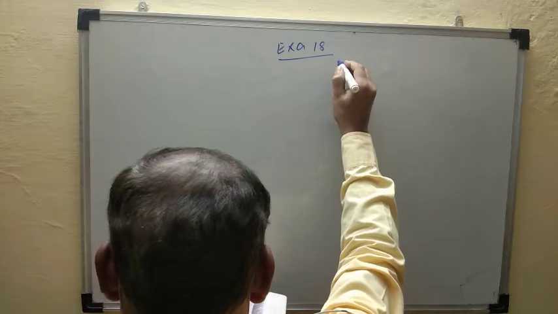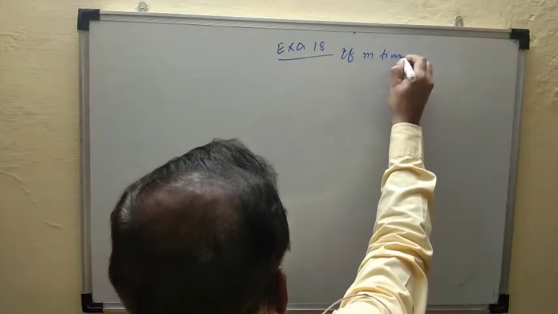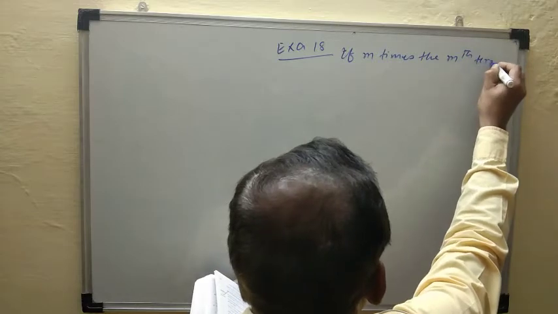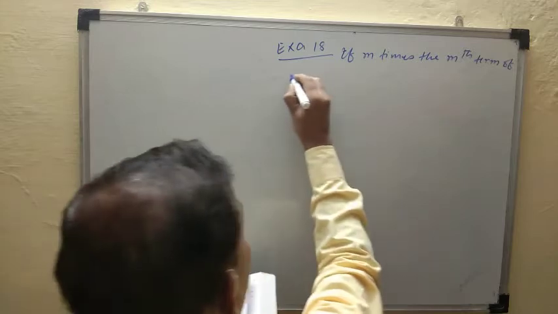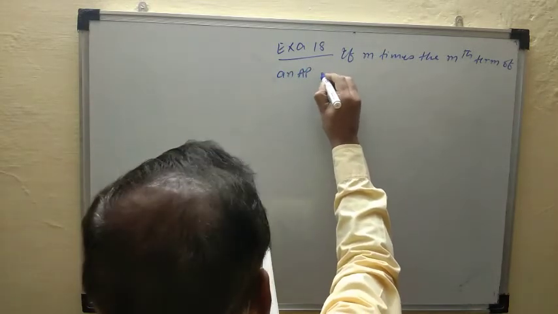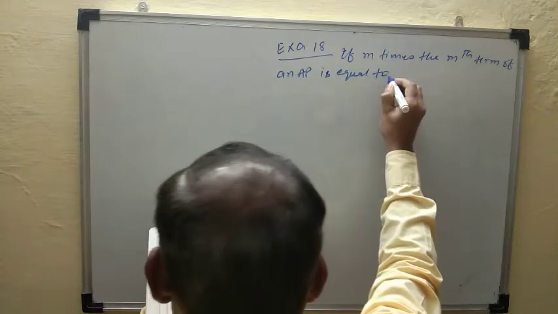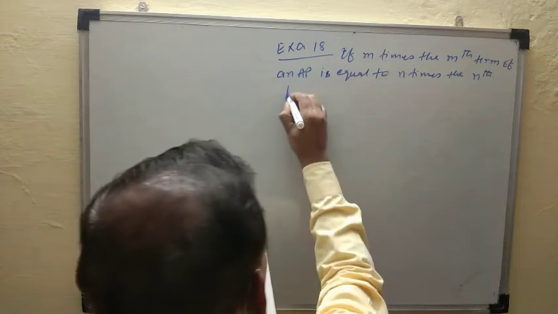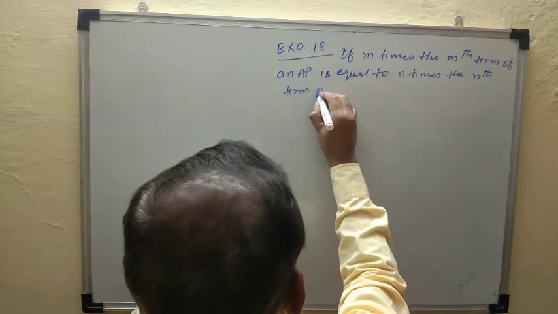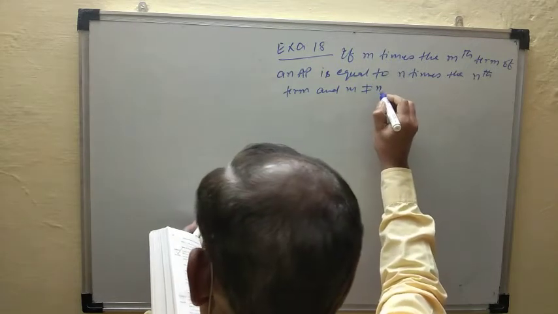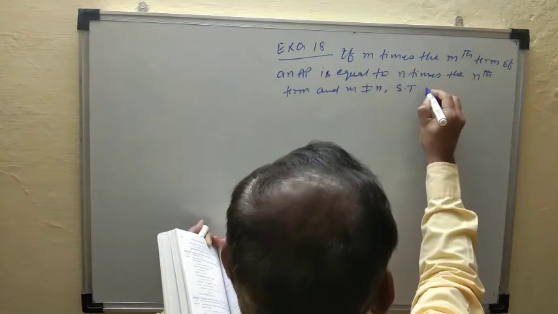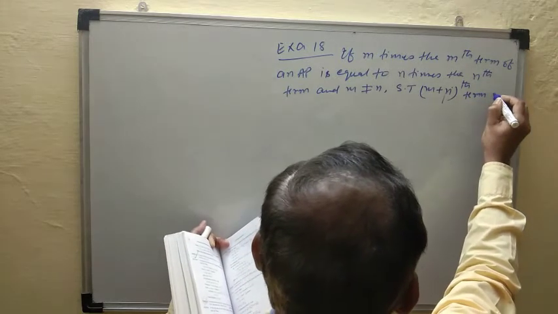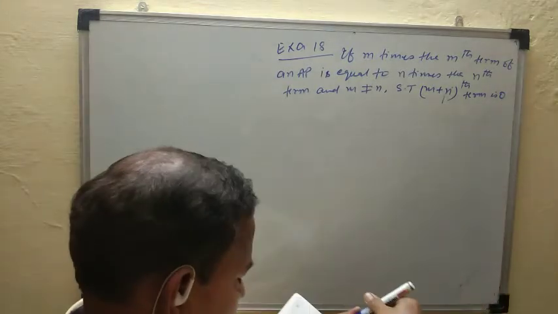Example number 18. Question is, if m times the mth term of an AP is equal to n times the nth term, and m is not equal to n, then show that the (m+n)th term is 0. The (m+n)th term is 0.